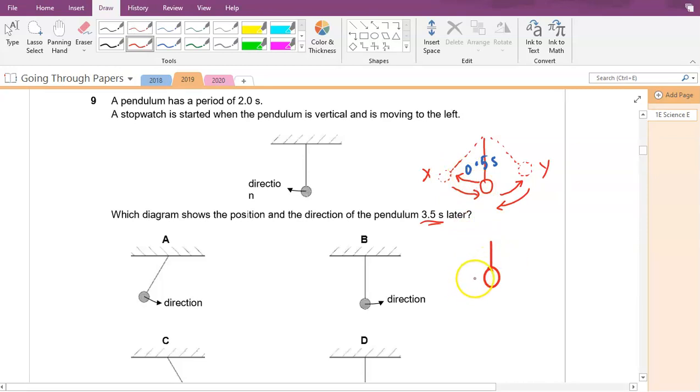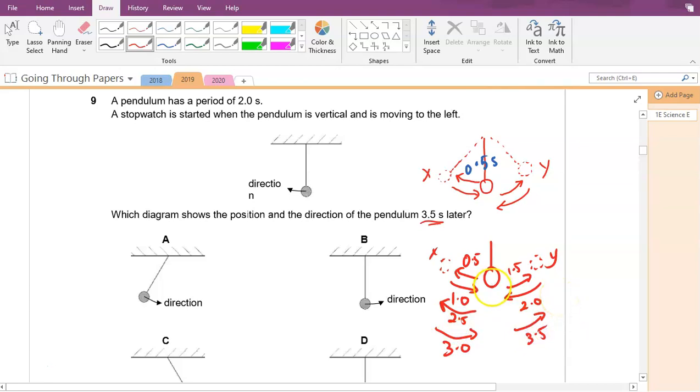This is the pendulum, like that, 0.5. X and Y. So I really just go and count. Coming back, 1.0. Going over here, 1.5. Coming back to the original position, 2.0. Going over here, 2.5. Coming back, 3.0. And then going over, 3.5. Just imagine how the pendulum is swinging. So what I'm showing here is this motion of going over this side, going over this side, coming back, going over that side, and then coming back over here.